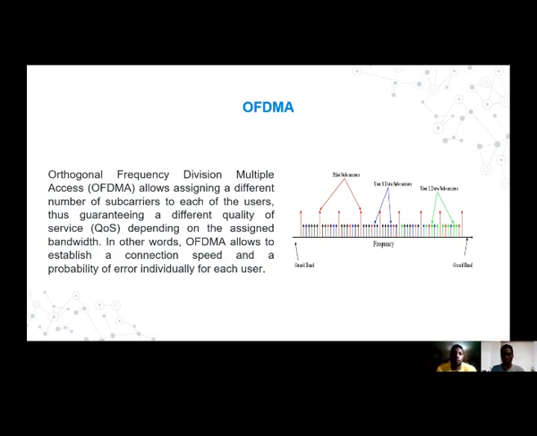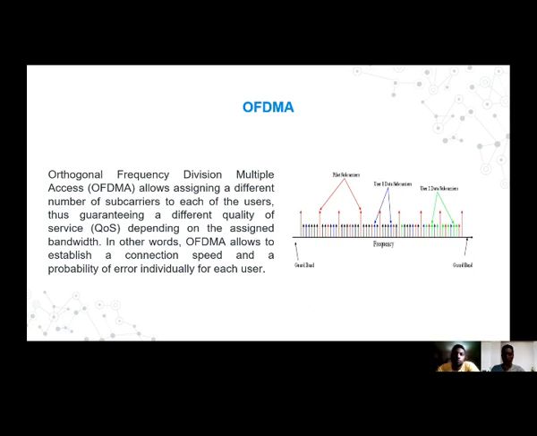OFDMA, Orthogonal Frequency Division Multiple Access, allows assigning a different number of subcarriers to each user, thus warranting a different quality of service depending on the assigned bandwidth. In other words, OFDMA allows establishing a connection speed and probability of error individually for each user.